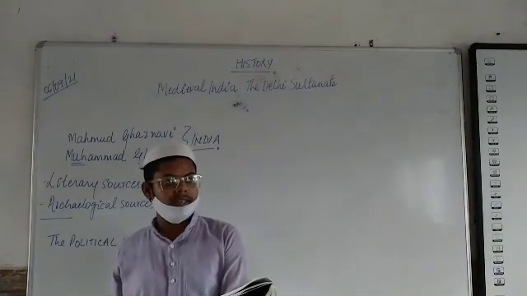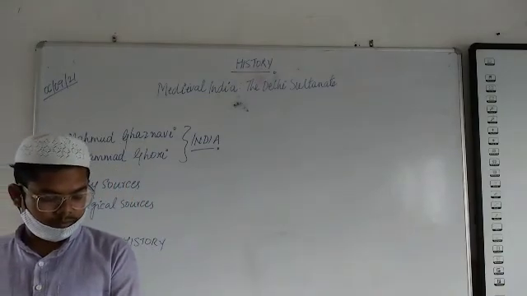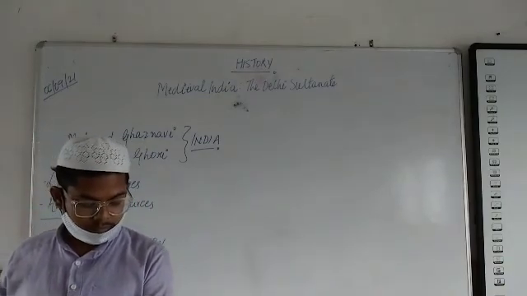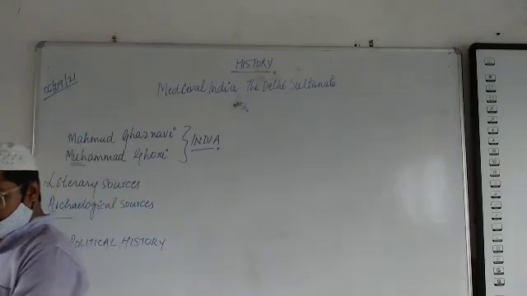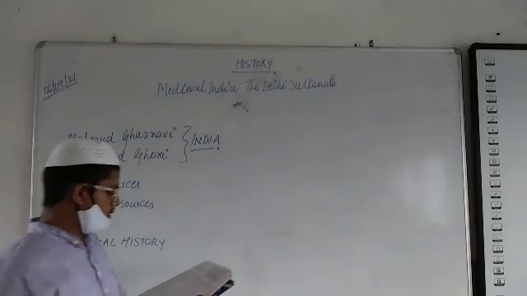An able general. His biggest contribution was in the construction of buildings. He started the construction of the famous Qutub Minar at Delhi. He built two mosques also: the Quwwat-ul-Islam Mosque at Delhi and Adhai Din ka Jhonpra at Ajmer.